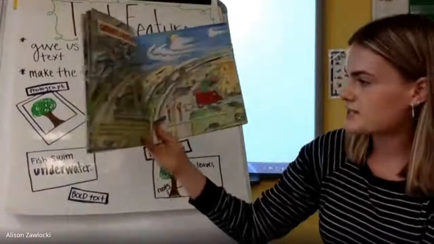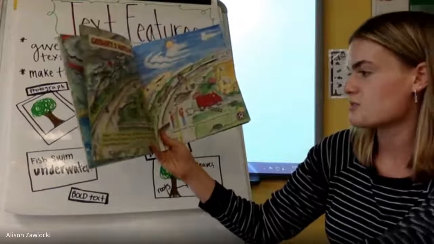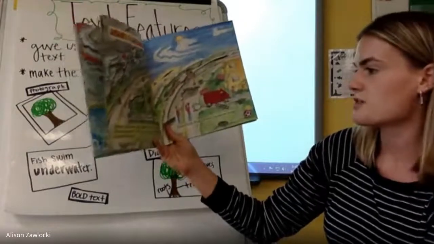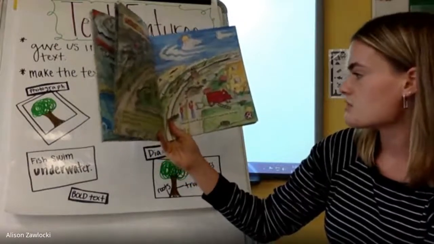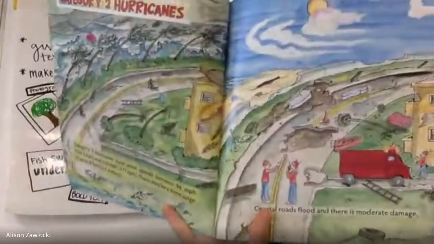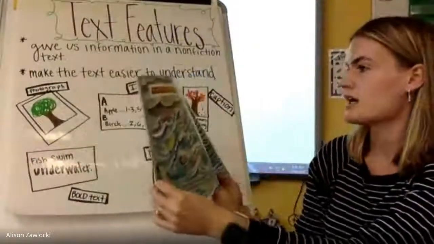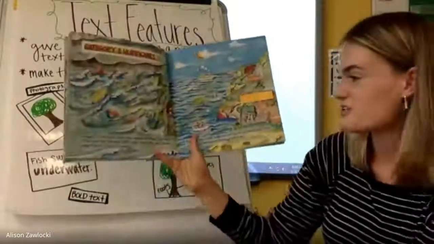Category 2 hurricanes have wind speeds between 96 miles per hour and 100 miles per hour. There may be a storm surge up to 8 feet. Coastal roads flood and there is moderate damage. So notice what the damage might look like if you have a Category 2 hurricane. And we're going to stop right here and finish the book tomorrow.